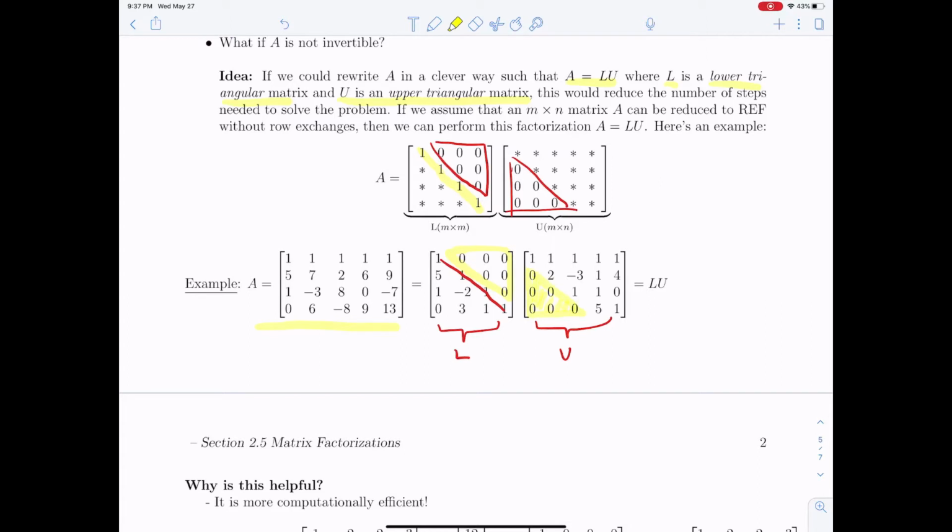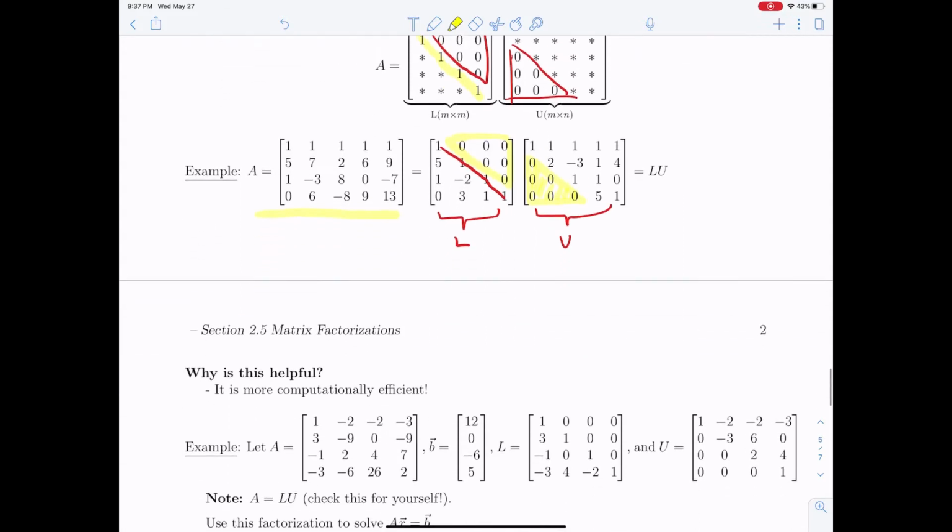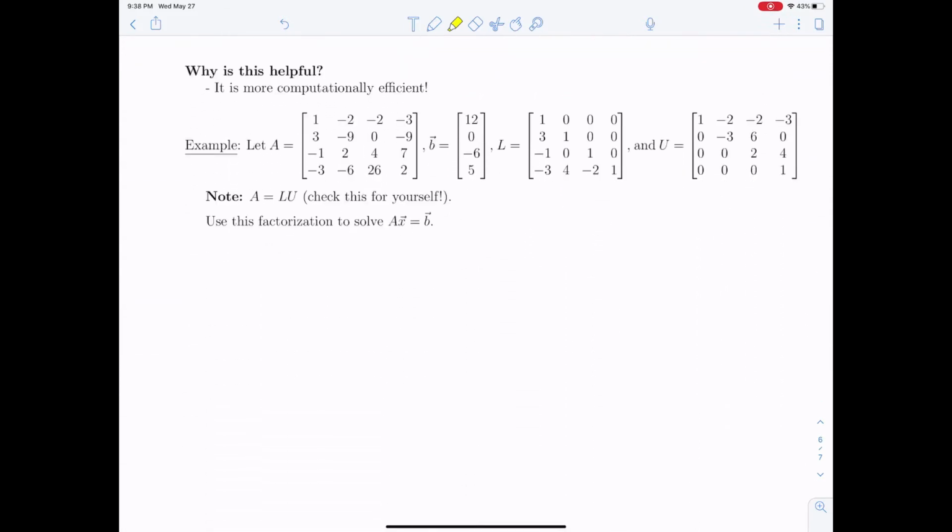You can ask a natural question: why do we really do these things? This method really helps you calculate things more efficiently. So suppose that A is a 4 by 4 matrix, B is a vector, L is a lower triangular matrix, and U is an upper triangular matrix. Note that if you multiply L by U, you will restore the given matrix A, and you want to check that it's really true by yourself. But in this example, we're going to assume that A can be factored into L times U.